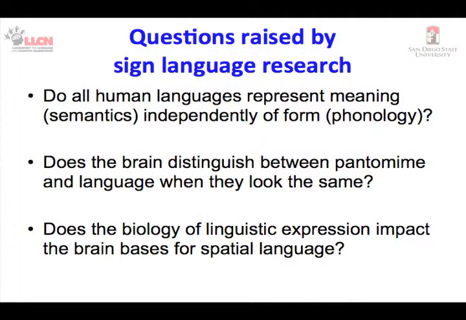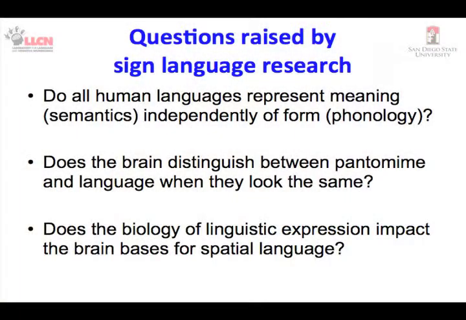So I'm going to raise three questions that come about by thinking about sign languages. I've selected these questions because they can really show how sign language can be a useful tool in understanding the brain bases for language and the nature of language. The first question I want to ask is: do all human languages represent meaning, that is semantics, independently from form, or phonology?